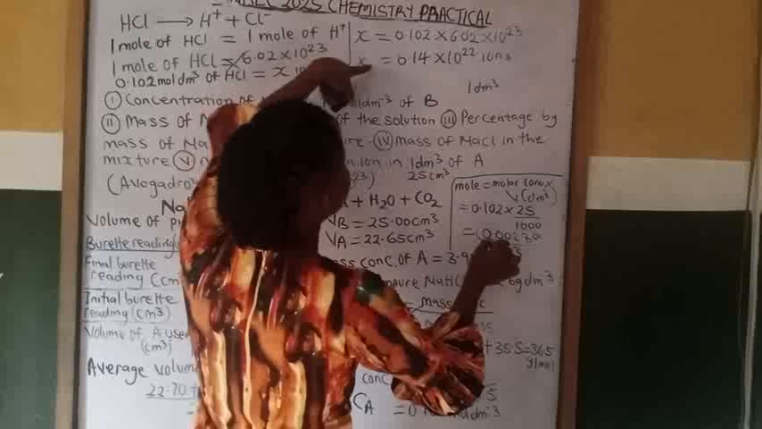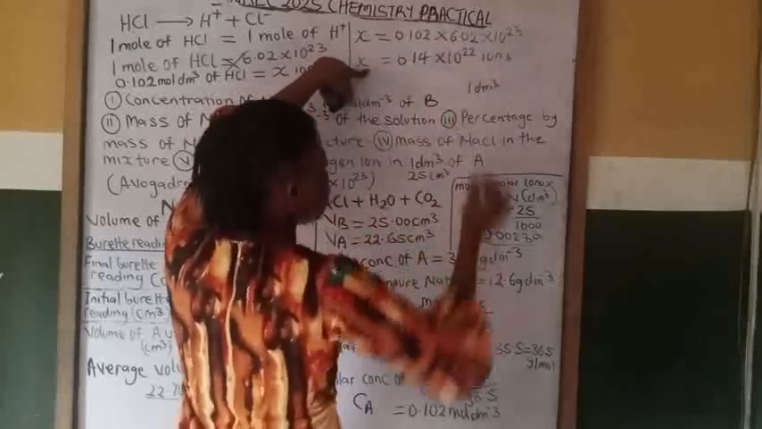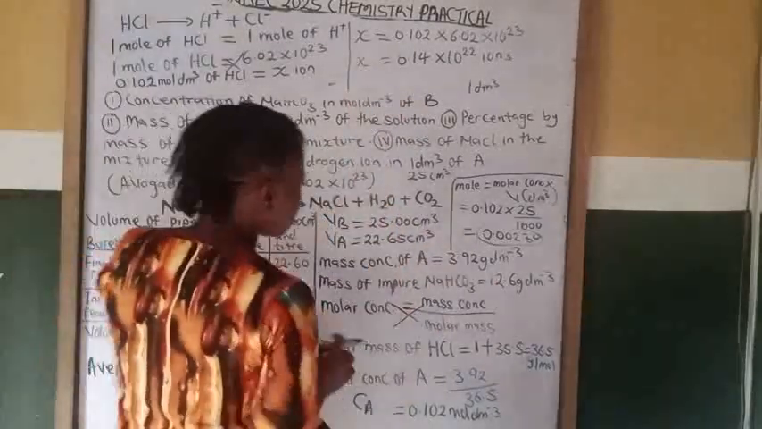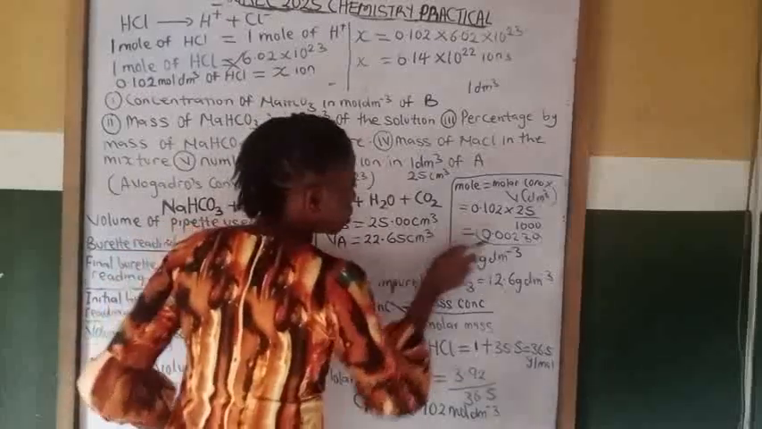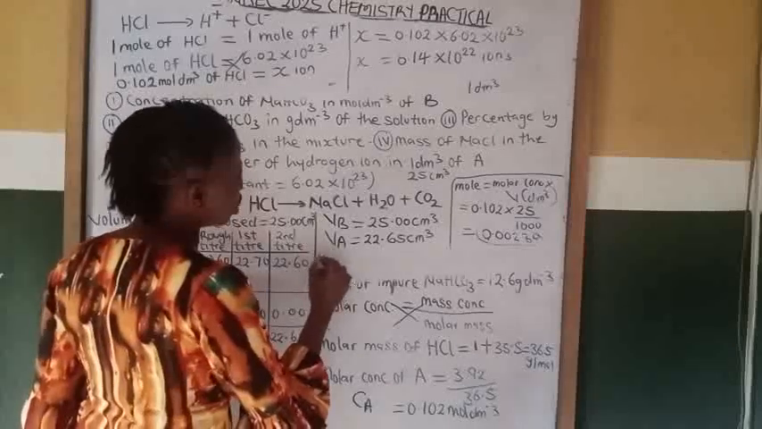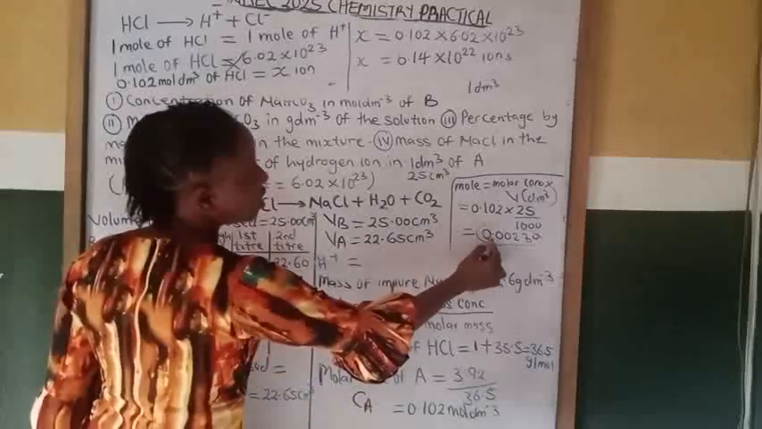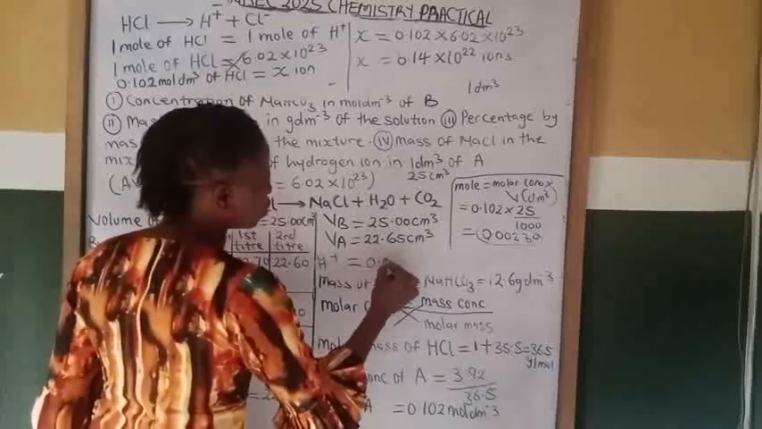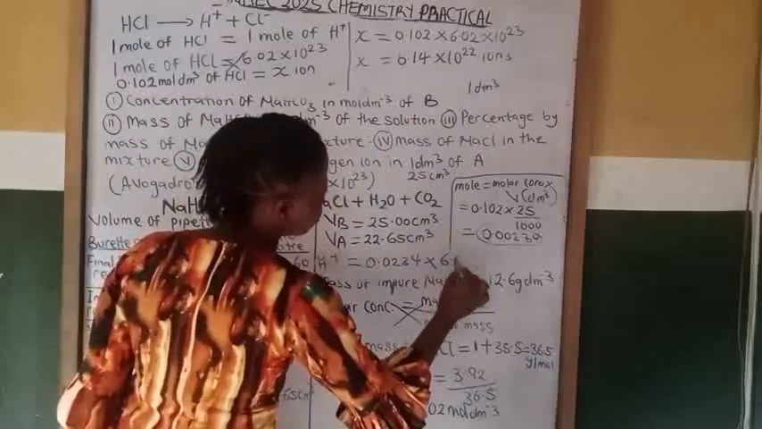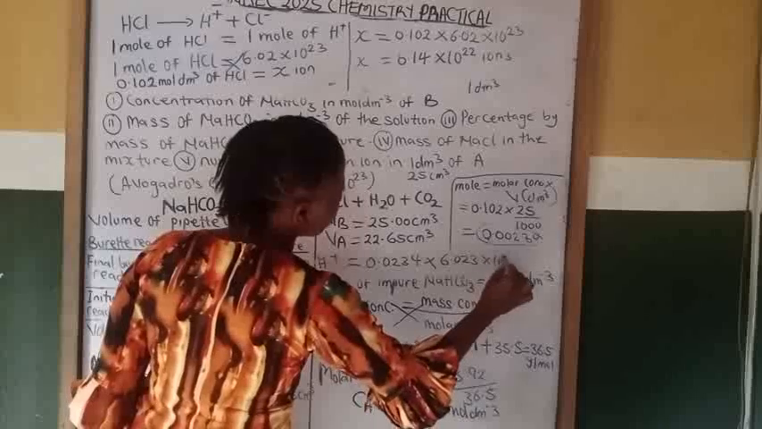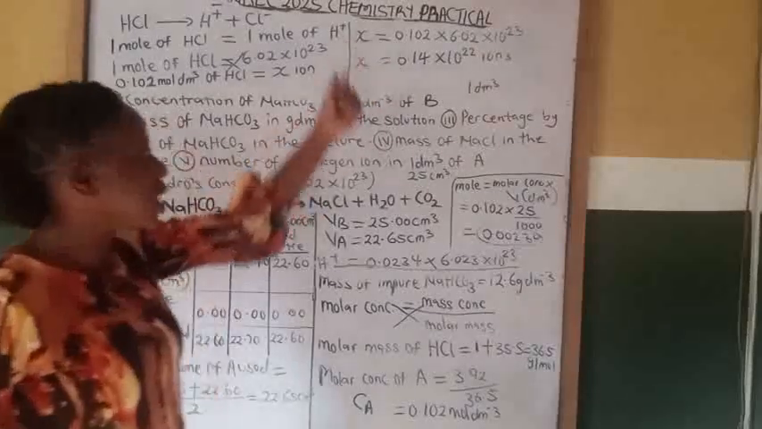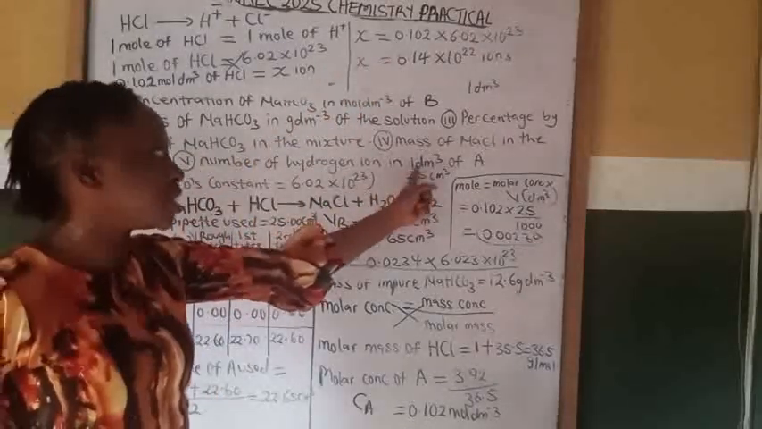So to calculate the number of hydrogen ion, you use the number of mole that you have converted, which is 0.00234, multiplied by Avogadro's constant, 6.02 times 10 raised to power 23. Whatsoever you get will be the number of hydrogen ion. That is when your volume is in 25 centimeter cube, not in dm cube.